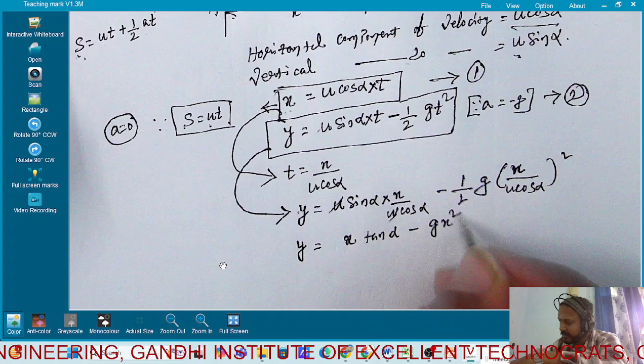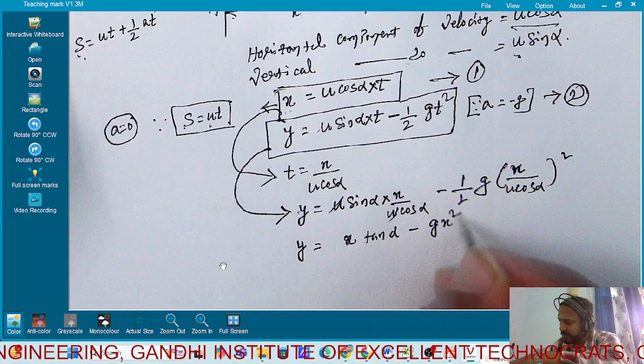All of you are clear? Is it correct? You should remember this. If anybody asks you, I still remember this equation. y is equal to x tan alpha minus gx square by 2u square cos square alpha. If you remember this particular formula, you can solve any problem.